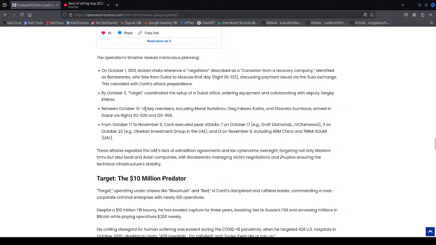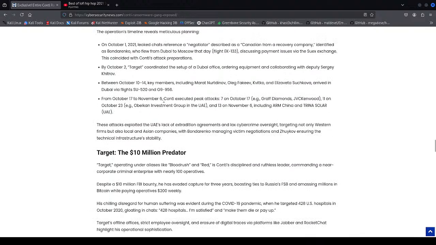Between October 10 to 14, key members including Marat Nordinov, Oleg Fakiv, Kvitko, and Elizaveta Sushkova arrived in Dubai via flights SU-520 and G9-956. From October 17 to all the way to November 16, Conti executed attacks. 7 on October 17th, Graf Diamonds, JVC Kenwood.